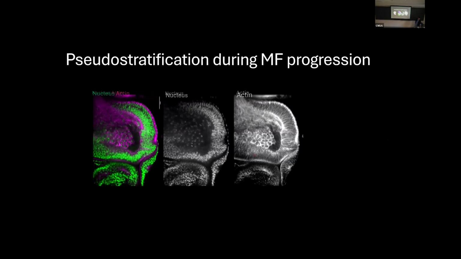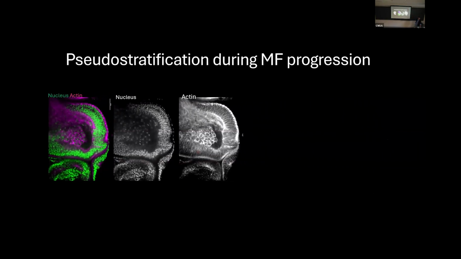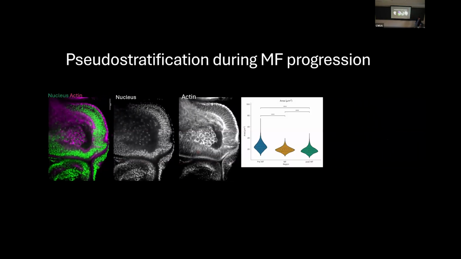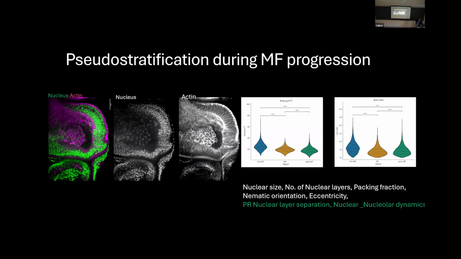And if you quantify the size and different form-related properties of the nucleus, the area of the nucleus is higher in the cells pre-furrow, and it goes down when the cells enter the morphogenetic furrow, and it remains smaller in the differentiated part of the epithelium. And similarly, the shape of the nucleus is more elongated in pre-furrow cells, and it's more roundish in the furrow as well as the differentiated part of the epithelium.